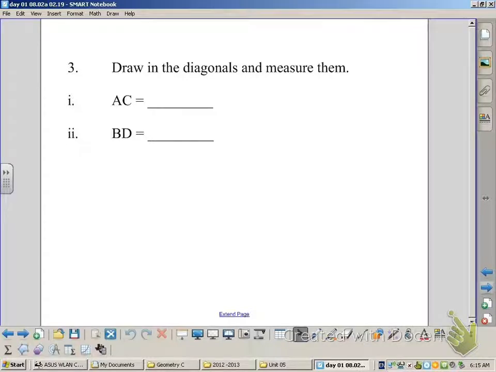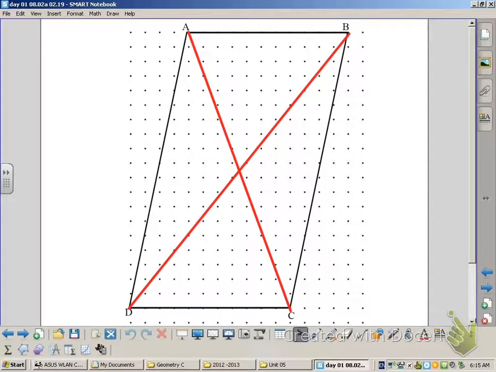Alright, now that you've drawn in the diagonals and measured them, let's take a look at the answers. For AC, I got approximately 17.2 centimeters, and for BD, approximately 21.6. You should have something fairly close to those. And there's where our diagonals are in the picture.